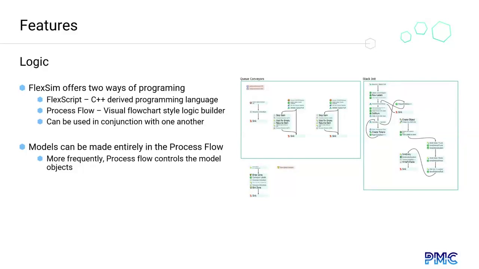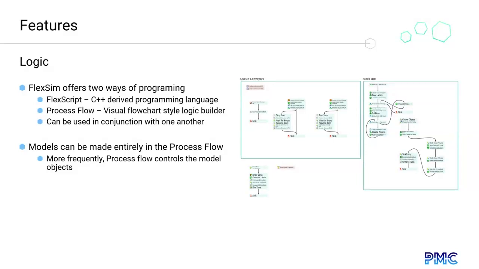And indeed, FlexSim does offer a lot of commonly used FlexScript commands, like for example, to stop a conveyor, that you can incorporate from the beginning and maybe see how they work and learn from that. Models, you can actually make them entirely in process flow, so that would be like a strictly 2D flowchart kind of tool. But more frequently, like in this case, you're using process flow to control objects within the model itself, and add some more functionality to them.